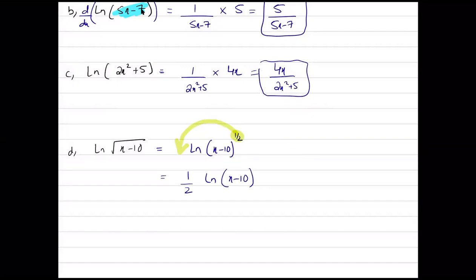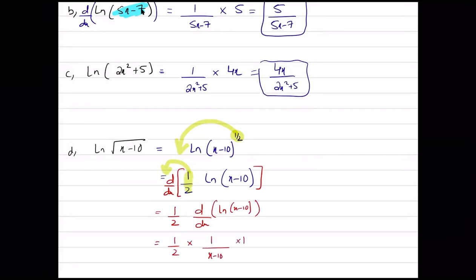Now, if you are asked to differentiate this expression, since 1 upon 2 is a constant term, it can be pulled outside the derivative sign. So 1 upon 2 times the derivative of ln of x minus 10. Now, the derivative of ln of x minus 10 is 1 upon x minus 10 times 1. So the answer is going to be 1 upon 2 times x minus 10. You didn't take the differentiation of the bracket, which is 1. The differentiation of x minus 10 is 1.